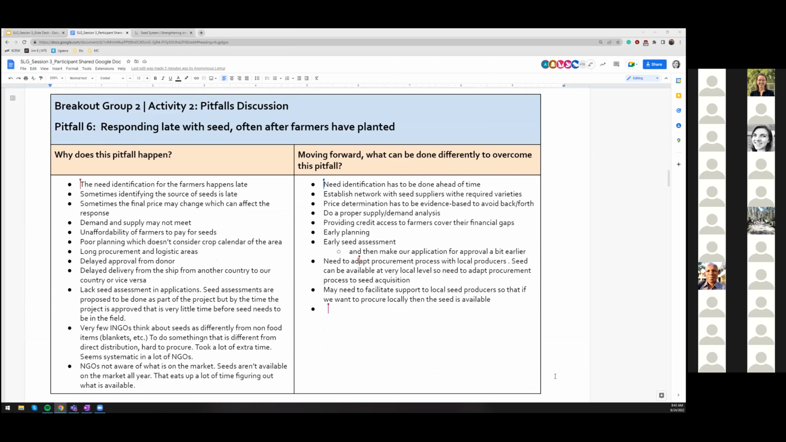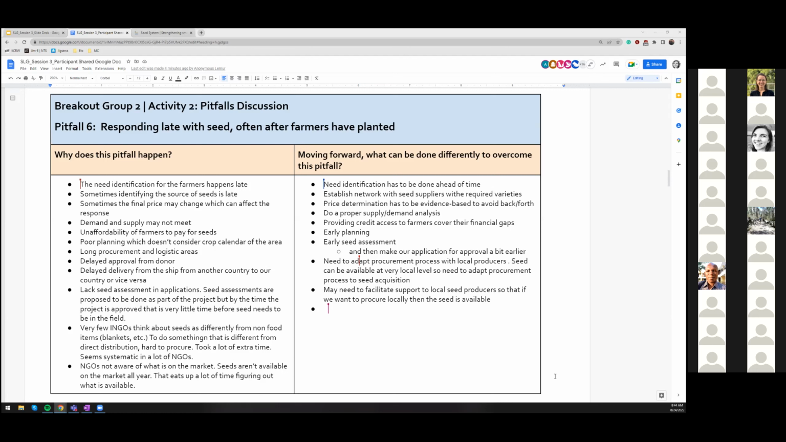Thanks, and I've been volunteered for presenting for group 2. So our pitfall was responding late with seeds, often after farmers have planted. For why this pitfall happens, there was a lack of assessments or need identification that happens late. We heard from USAID the comment that there are often no assessments written into applications. The application says we'll do an assessment once the program has started, but by then there's very little time to procure seeds before farmers need them.